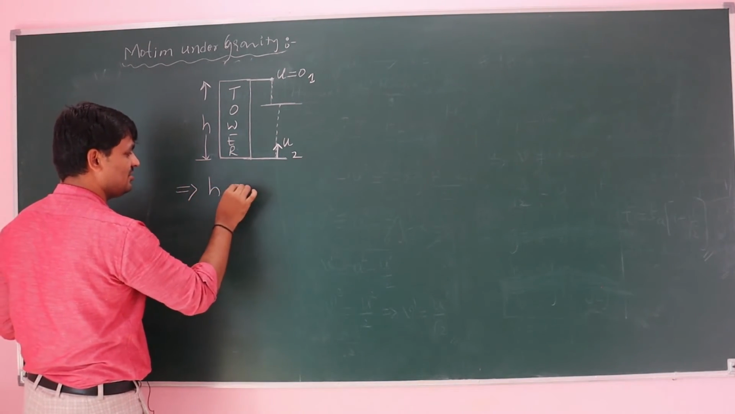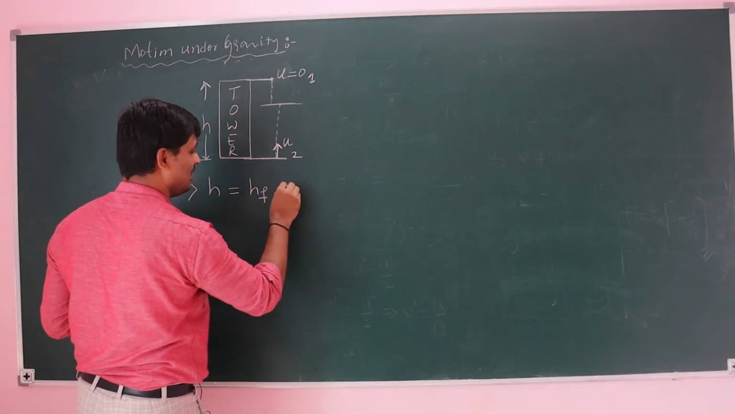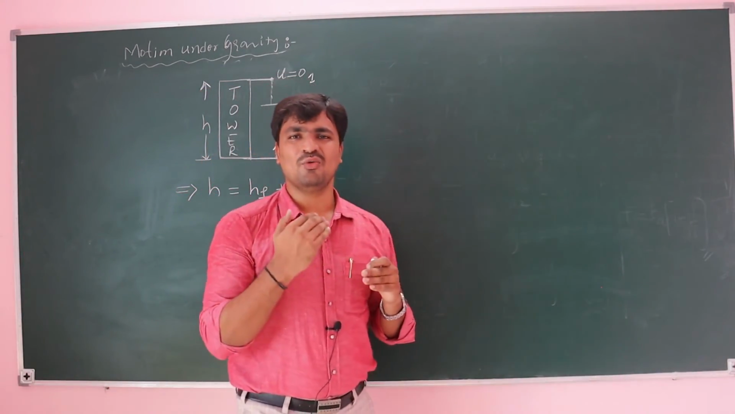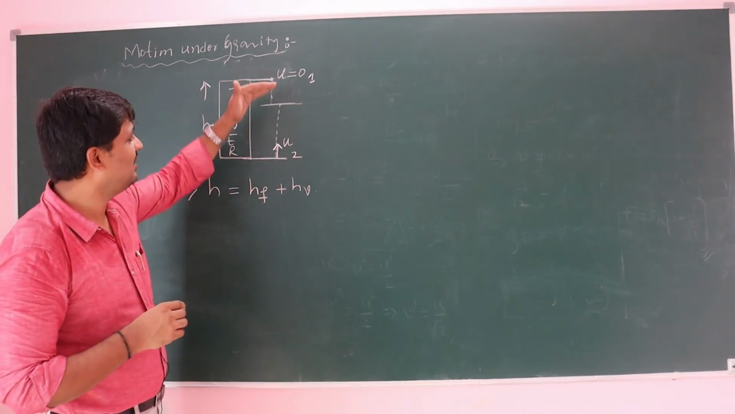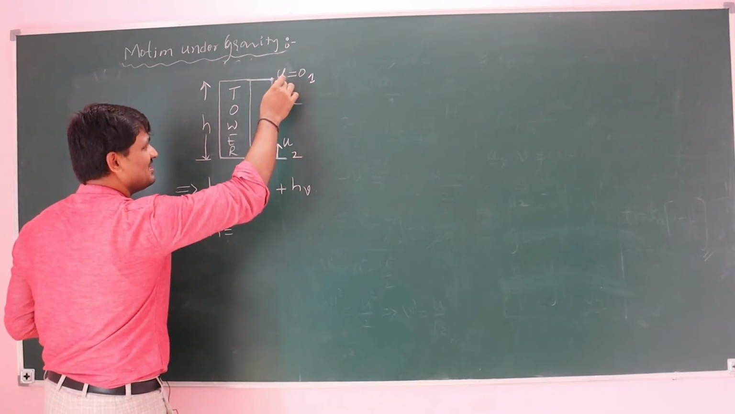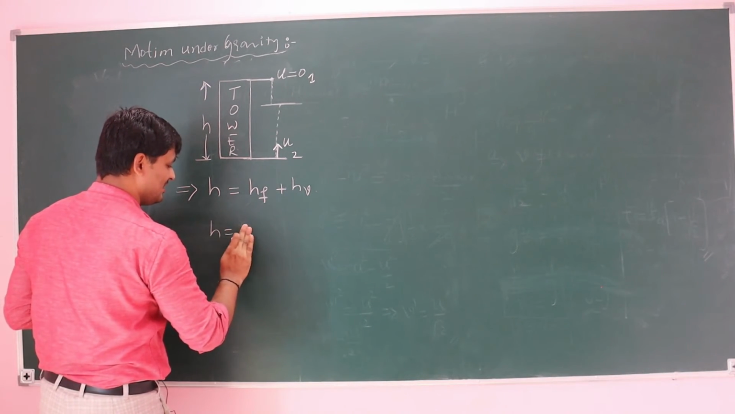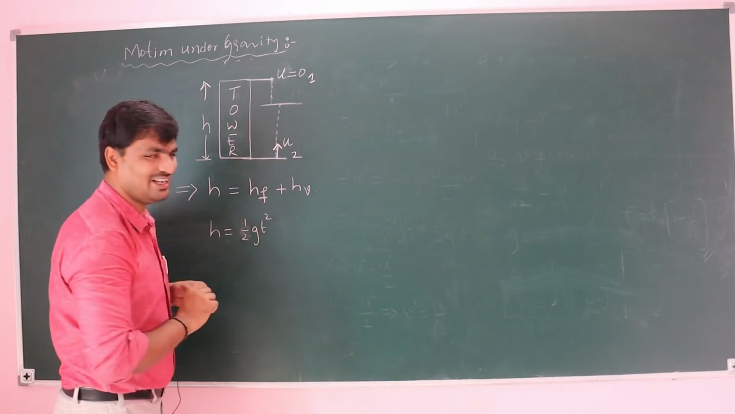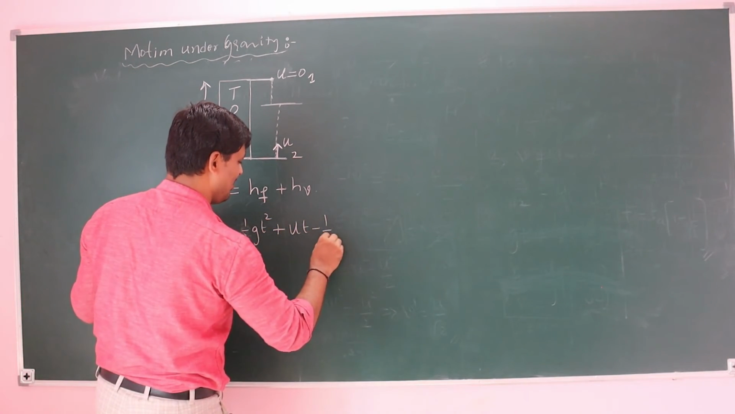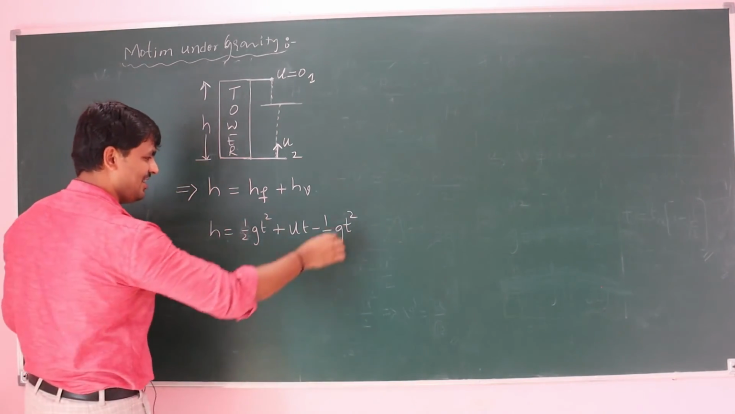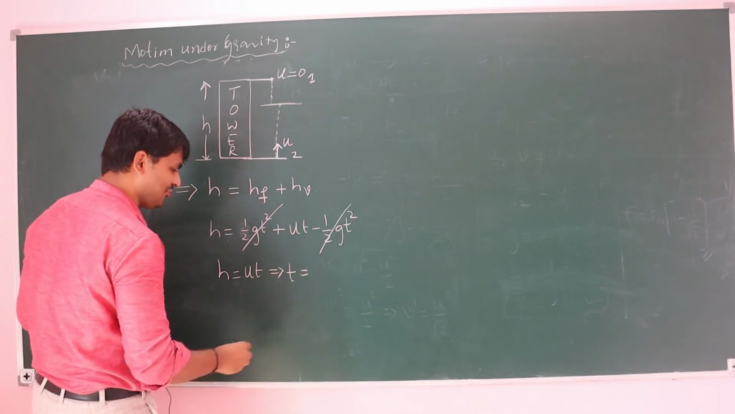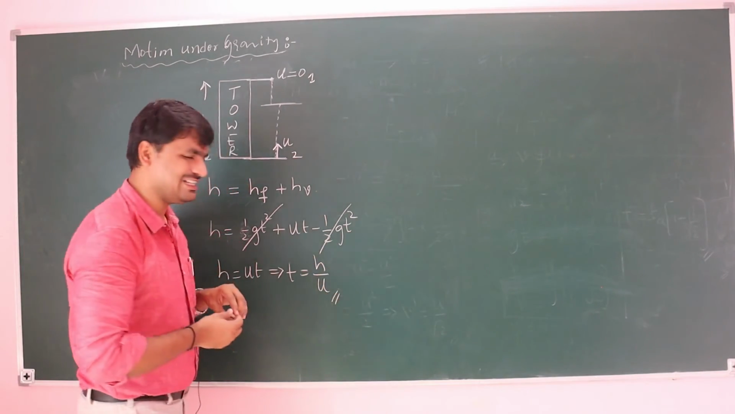So h is equal to the displacement travelled by the freely falling body plus the displacement travelled by the vertically projected body before meeting. For the freely falling body, the initial velocity is 0, so we simply take half g t square. And the displacement travelled by the vertically projected body is ut minus half gt square. You can cancel gt square, then h is equal to ut, then t is equal to h by u.